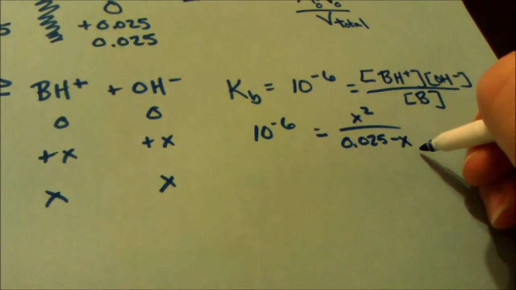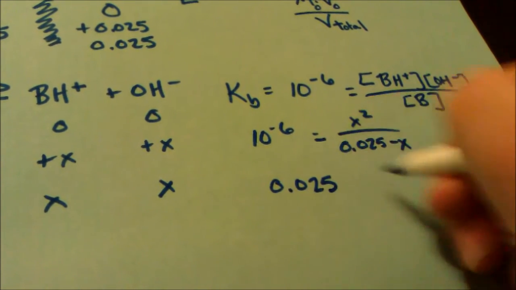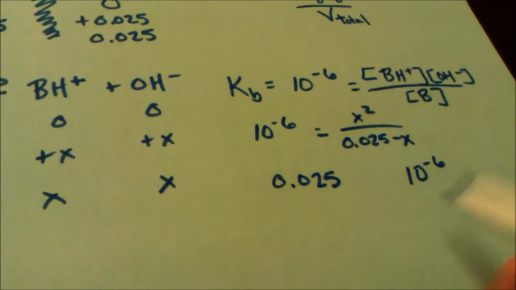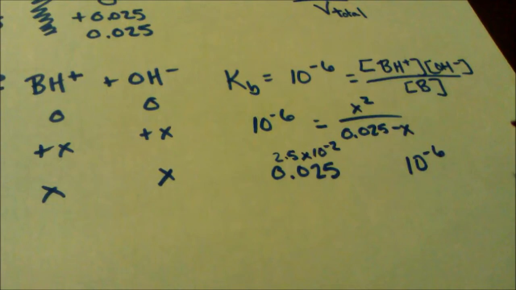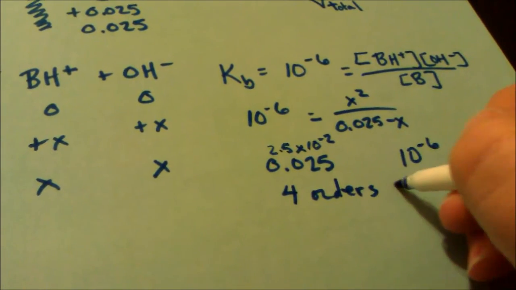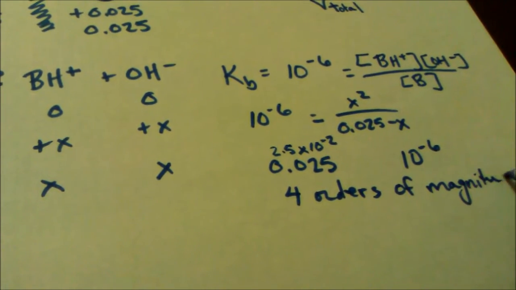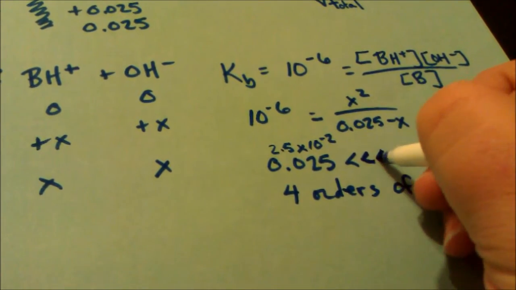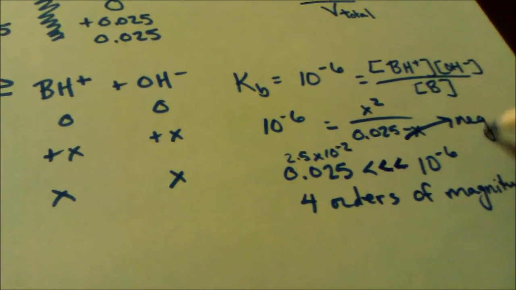Is this x negligible? Is 0.025 more than 3 orders of magnitude less than 10 to the negative 6? This is 2.5 times 10 to the negative 2. That's a difference of 4 orders of magnitude, or 10 to the 4th. So this is significantly less than our k value, enough that we can call this x negligible.